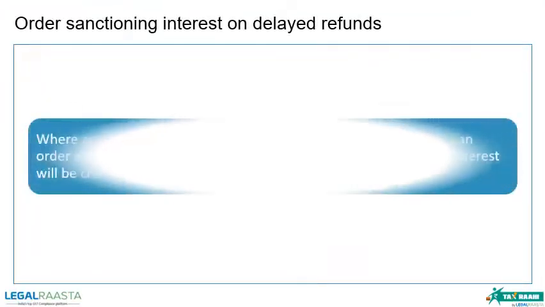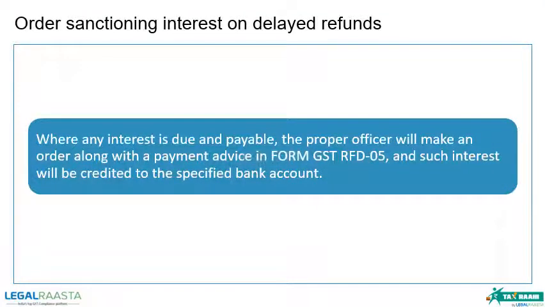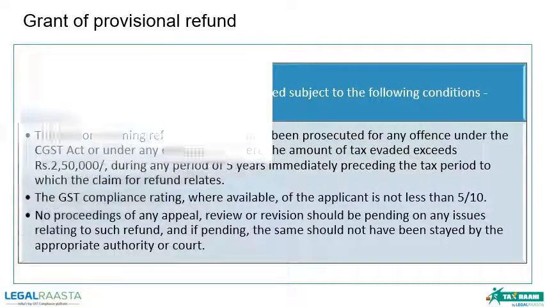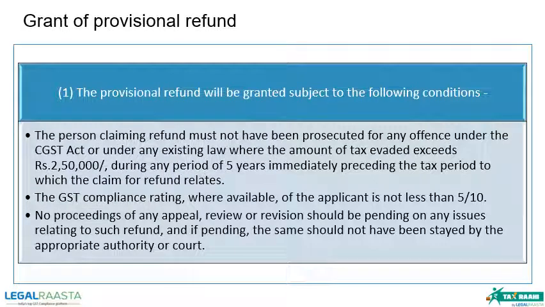When the proper officer is satisfied that the interest due on delayed refunds is payable, he will make an order along with the payment advice in GST Refund Form 5, and such interest will be credited to the specified bank account. The provisional refund will be granted subject to the following conditions.